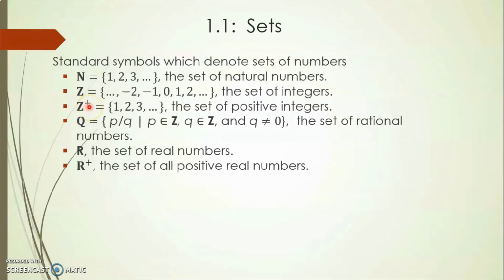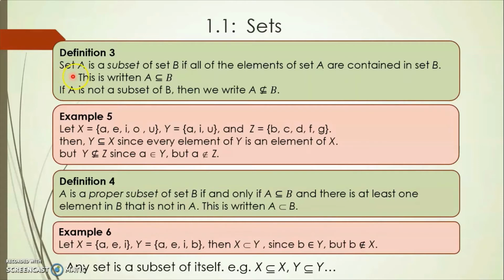Definition 3: set A is a subset of set B if all elements of set A are contained in set B. For subset, we use this symbol, meaning that all elements in A must be contained in B. If not, we use this symbol. For example, let X = {a, e, i, o, u}, Y = {a, i, u}, and Z = {b, c, d, f, g}.